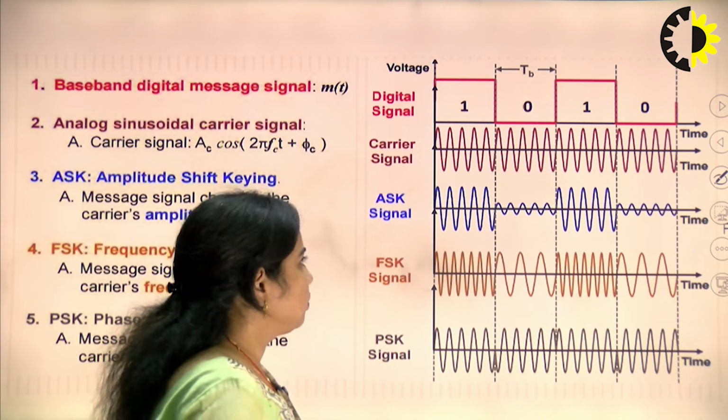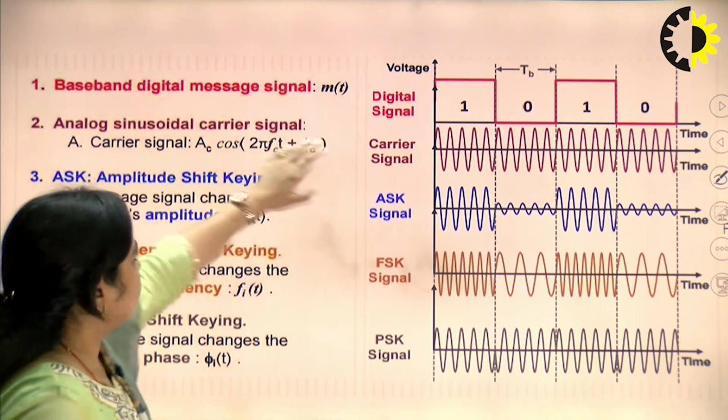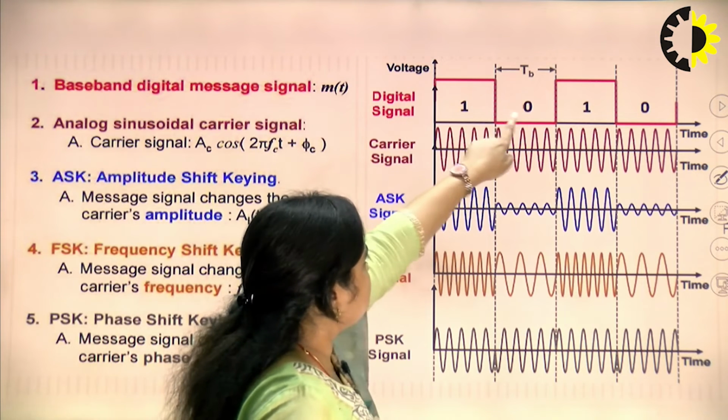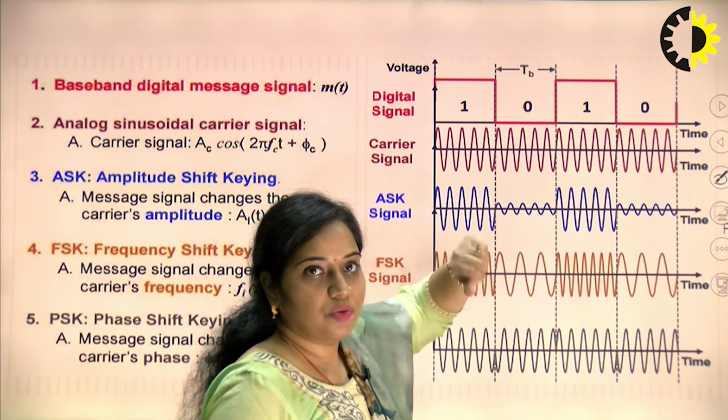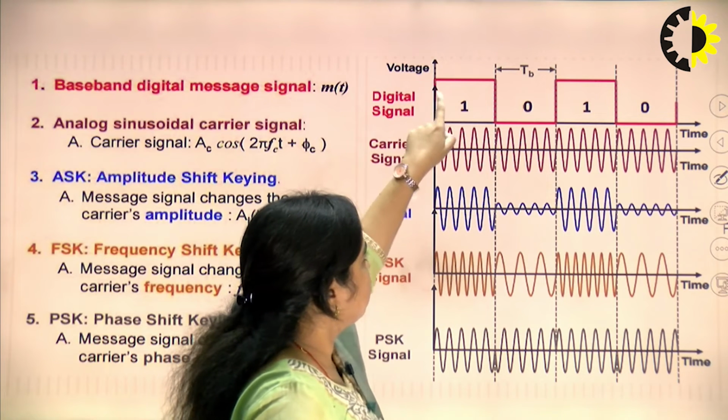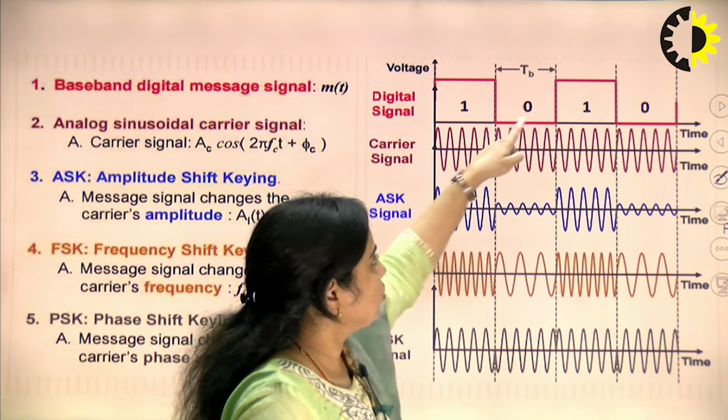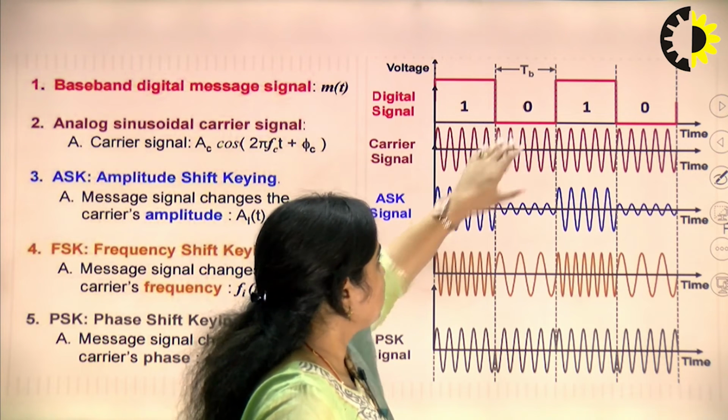Now, first one is the baseband signal. This is the diagram of the baseband signal. Now, this is converted to an electrical signal with the use of line coding. So, you can see that 1 will be transmitted by a voltage, 0 will be transmitted using 0 volt.